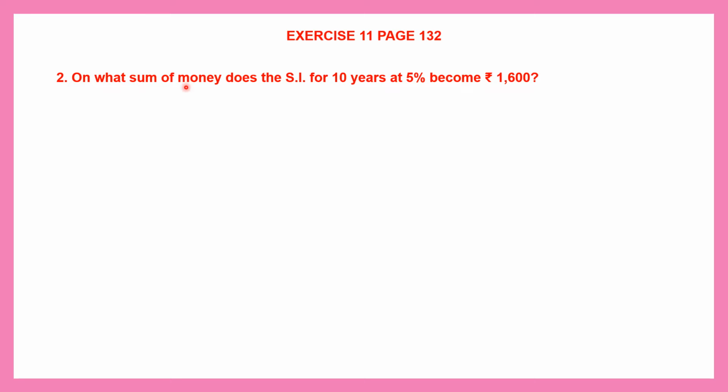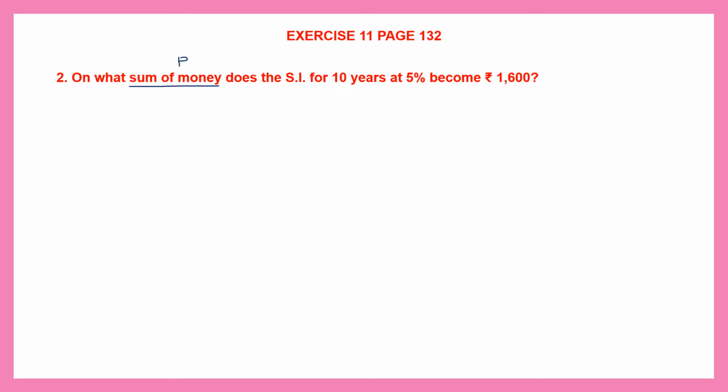So what sum of money? When we are talking about sum of money, we are talking about principal. So here principal is what we have to find out. This is the first thing you need to understand when you read a question: what is it that we should find out? So here we have to find out principal.